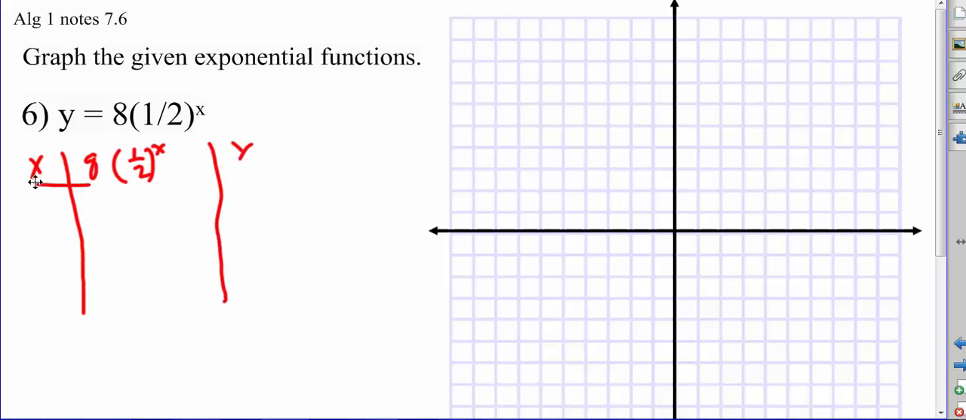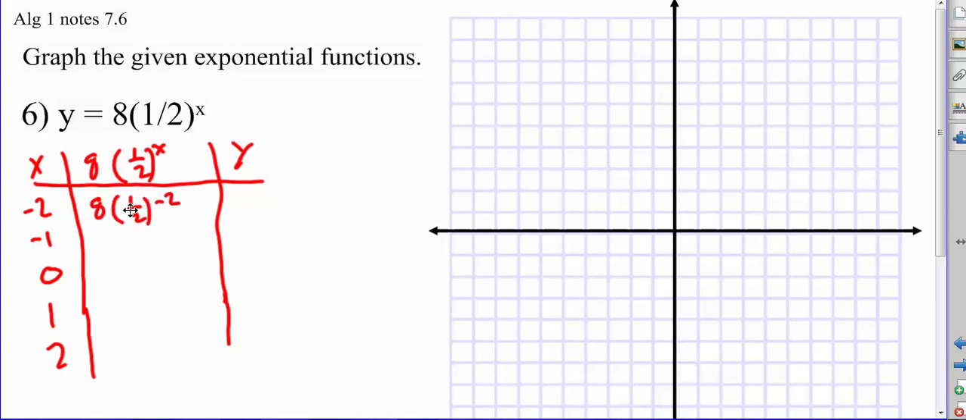And again, I think good values to use would be the ones that we used on the last: -2, -1, 0, 1, and 2. So if I'm finding the first value, if my input's -2, I'm going to have 8 times 1/2 to the -2 power. That's 8 times 4, which would be 32. Why don't you guys pause the video, fill out the rest of this chart, and then we'll graph it together.